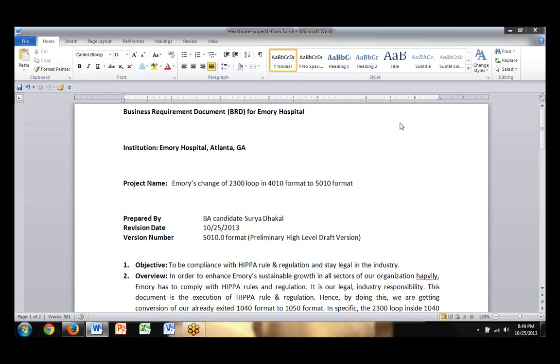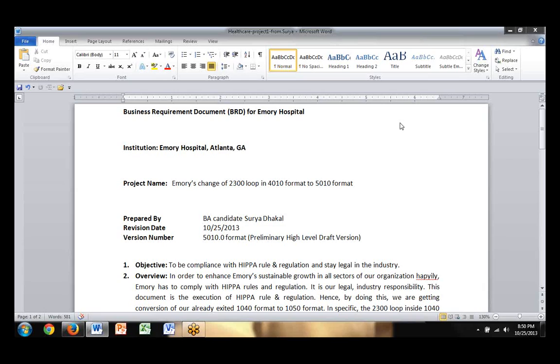Surya, yes? Go on. Oh, so shall I read it now? Yes, please. Oh, I wrote in number 1, I wrote objective: to be compliant with HIPAA rules and regulations and still legal in the industry. I don't know what to write more than this. Go on.